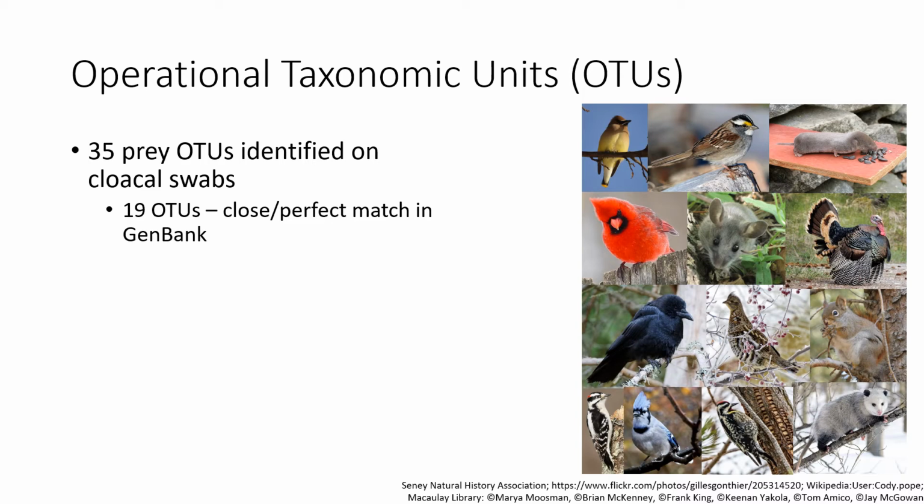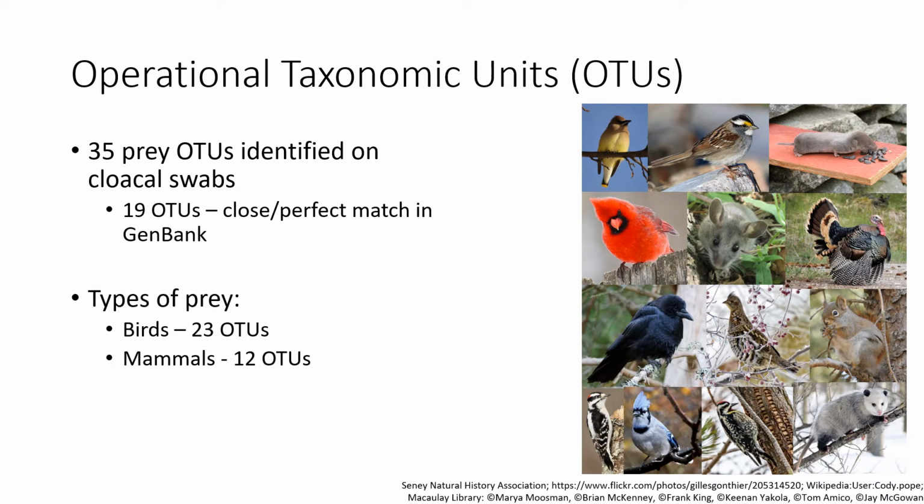identity of the OTU. On the right are some photos of the species that we were able to confidently identify to species level. So what about those 16 OTUs without a close match in GenBank? Those are still real prey detections. It just means that whatever species the DNA came from is missing from the database. That means we had to assign those OTUs to a higher taxonomic level. For example, we could say the DNA came from a vole, but we just don't know what species of vole.